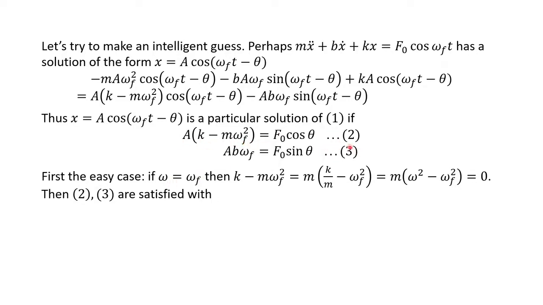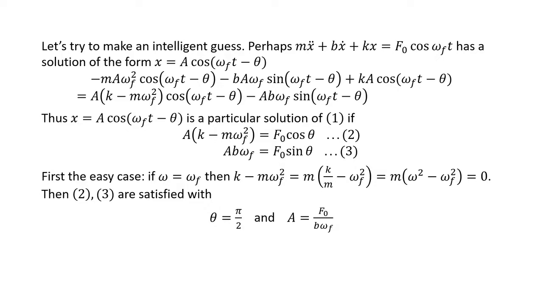And remember what's going on. I just want values for a and theta that satisfy these two equations. Then this is a solution. And in this case, if this term is 0, then it's easy. Then I just pick theta equal to pi over 2 and a equal to f0 over b omega f. Then I'm done. So in this simple case, it's easy.